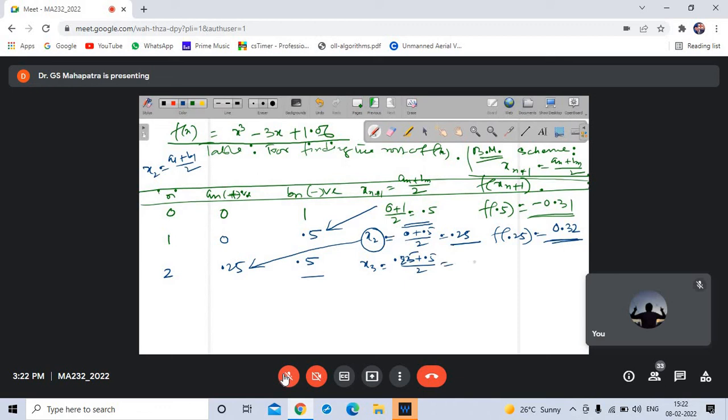So the answer is 0.25 plus 0.5 by 2. So it is 0.375. Yeah, 0.375. So now again you have to find f of 0.375. What is the answer? Minus 0.01. So it is negative. Correct. So third iteration, 3. So positive should not change. This 0.25, this one should change. So x3 should be here.